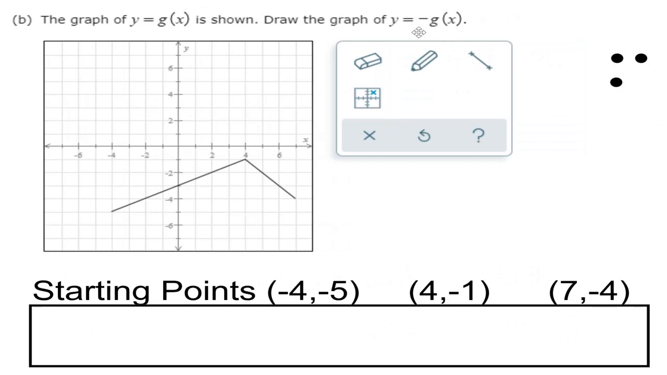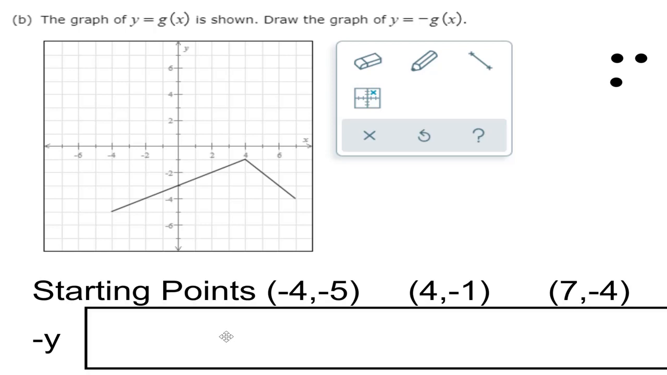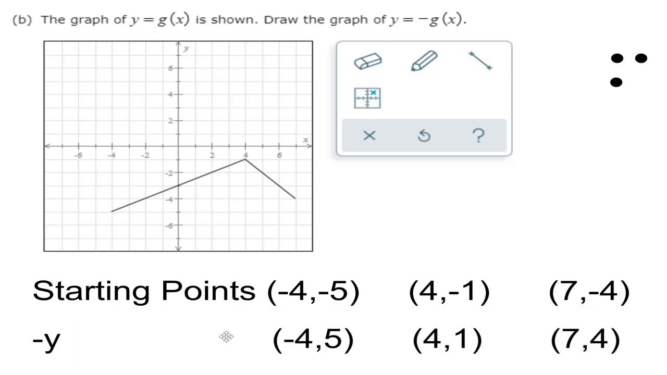In this problem, you notice that the negative sign is outside of the parentheses, in front of the function. So that means we're going to be looking at the y value and not the x value when we're changing the signs. I've got my 3 starting points: negative 4, negative 5; 4, negative 1; and 7, negative 4. Then I'm going to change my y values. All my y values become the opposite. So negative 5 becomes a 5. Negative 1 becomes a positive 1. And negative 4 becomes a positive 4. Notice that my x's did not change.